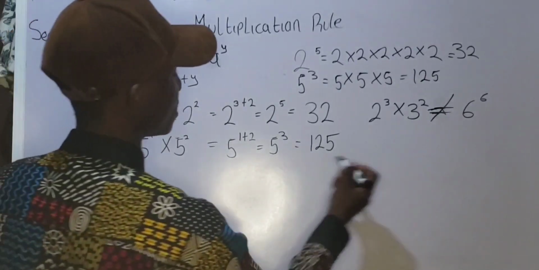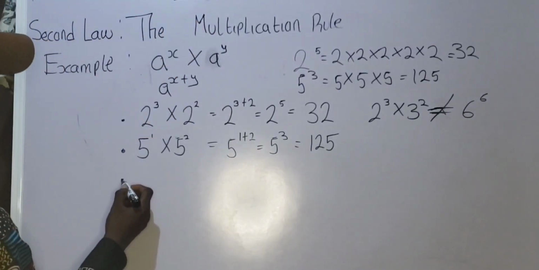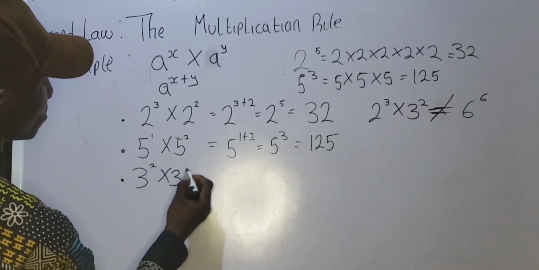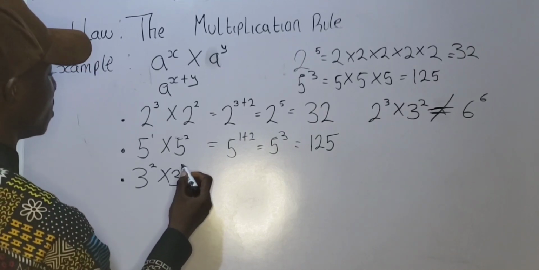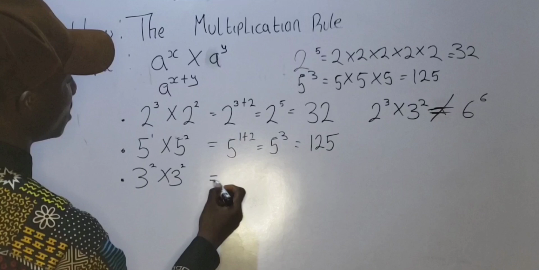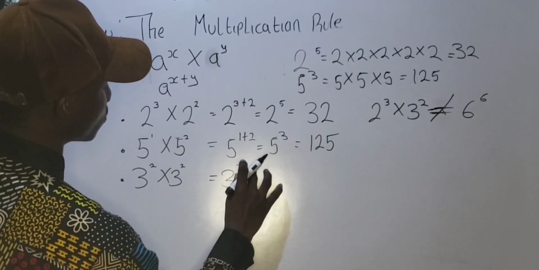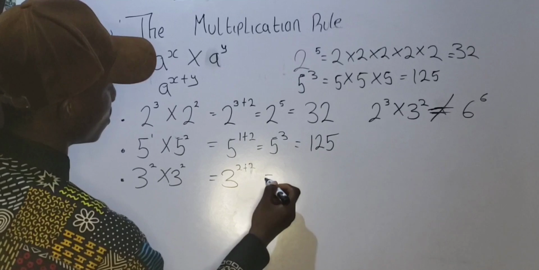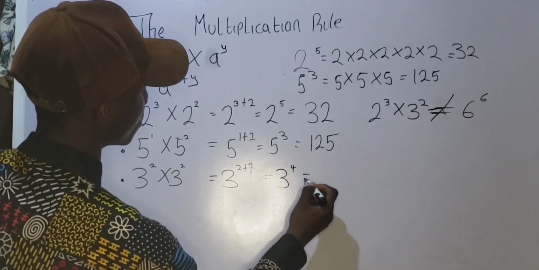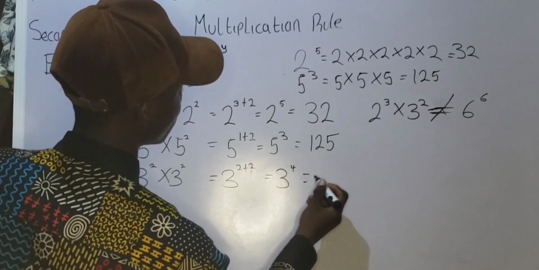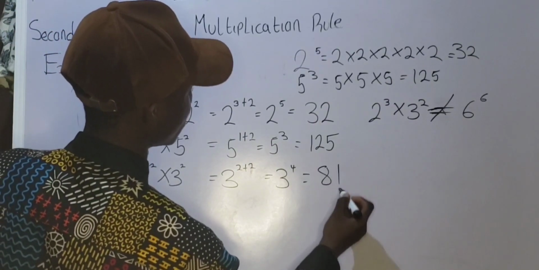Assuming that we have something like 3 raised to the power of 2 multiplied by 3 raised to the power of 2. You understand? This will be 3 raised to the power of 2 plus 2. 2 plus 2, so this will be 3 raised to the power of 4. You understand? 3 times 3 is 9. 9 times 3 is 27. 27 times 3 is 81. So 3 raised to the power of 4 is 81.